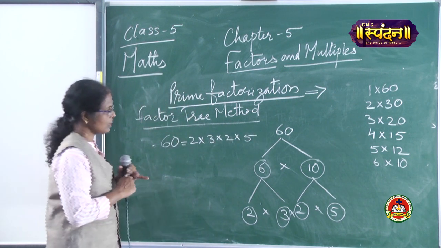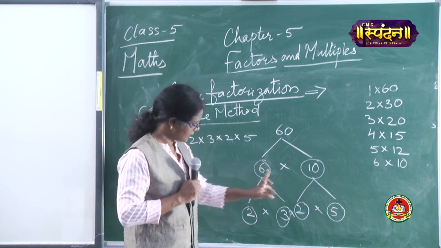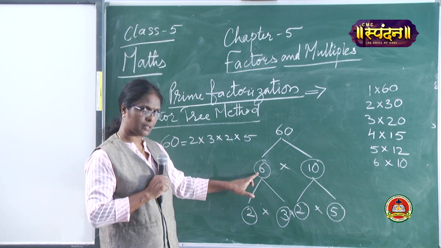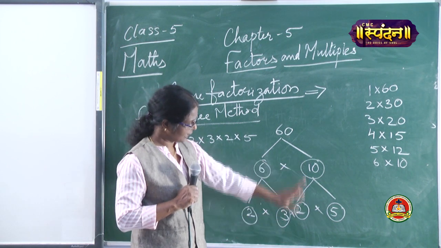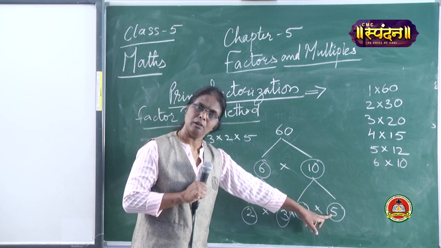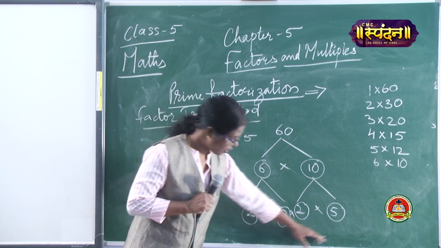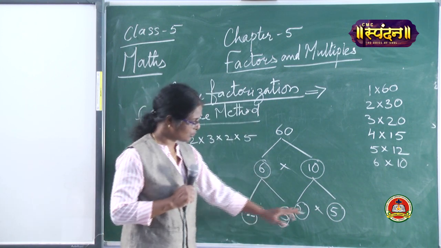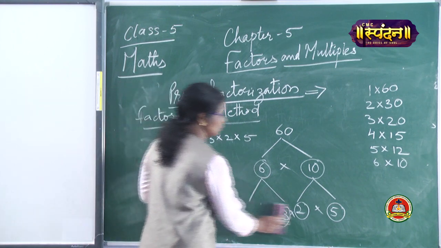Understood? So first we split 60 into 6 into 10. 6 again, because 6 is a composite number, we split into 2 into 3. 10 can be split up as 2 into 5. So the final answer, we are getting all the prime numbers: 2 into 3 into 2 into 5. So 60 can be written as 2 into 3 into 2 into 5.